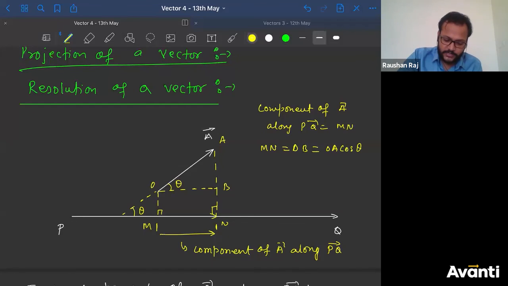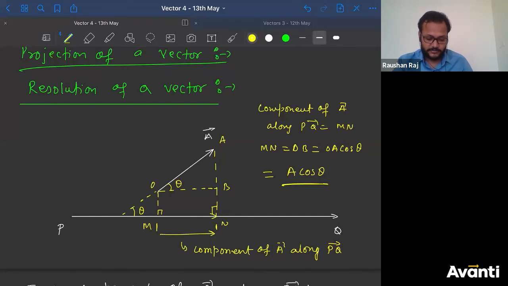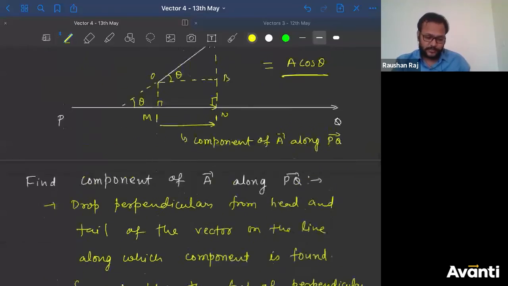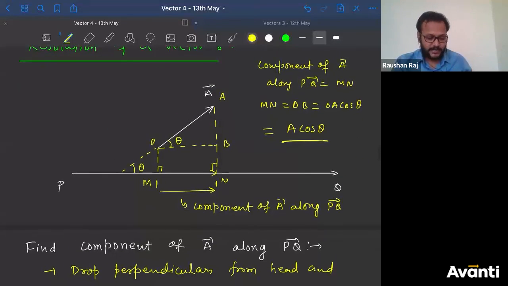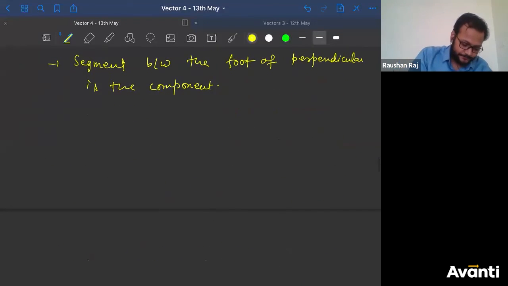What is OA? OA is nothing but the length of this vector A. So what is the length of this vector A? That is nothing but the magnitude of vector A. How can I write that? So I can say that the component of vector A along PQ can be written as A cos theta. ठीक है. So what is the component of vector A along PQ? A cos theta. अच्छा, अभी ये तो पूरा projection, ये तो सब कुछ हो गया, बट याद कैसे करना है, ऐसे याद करना है.